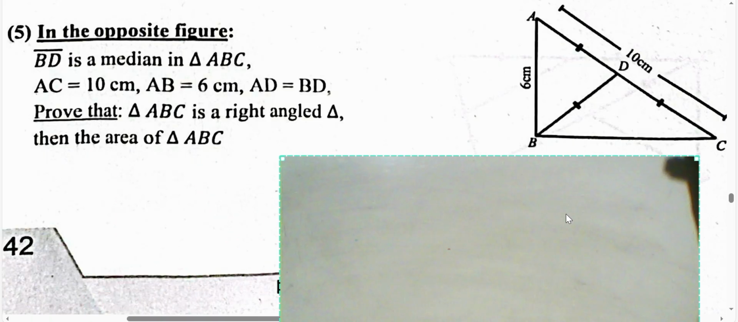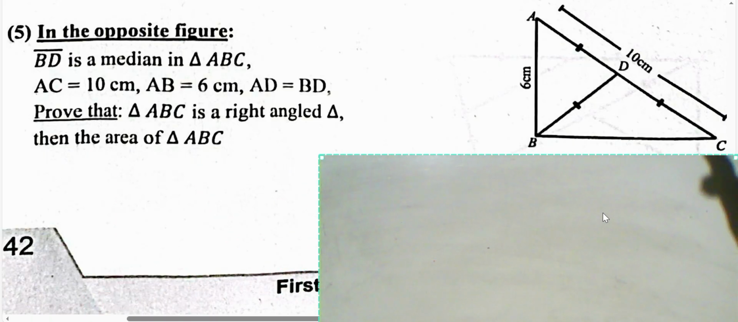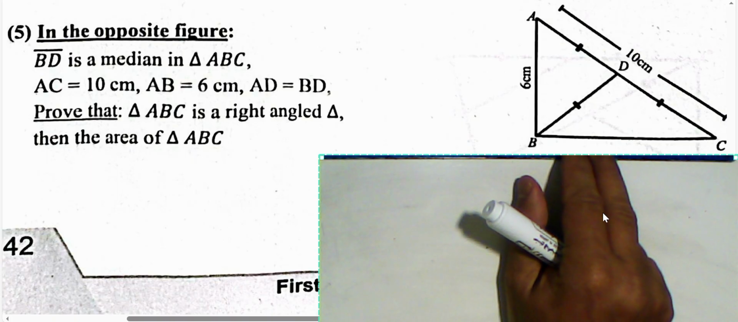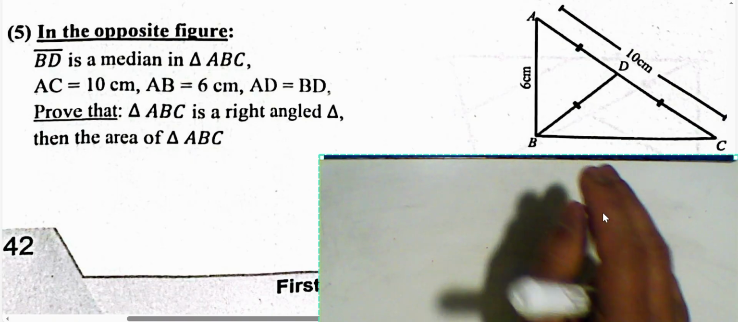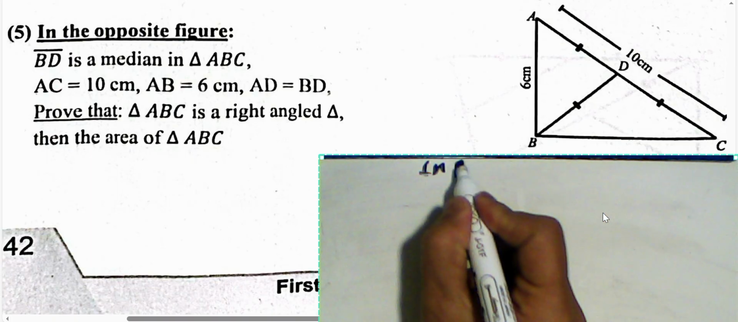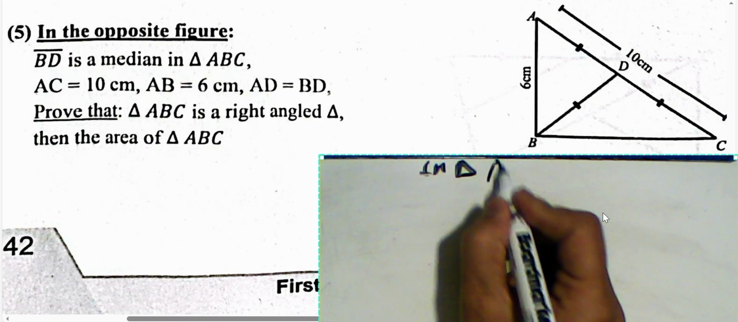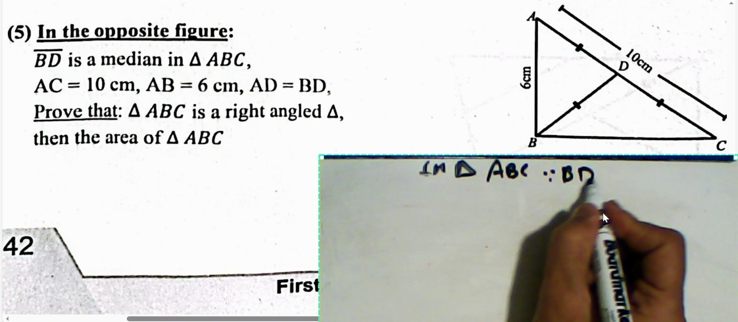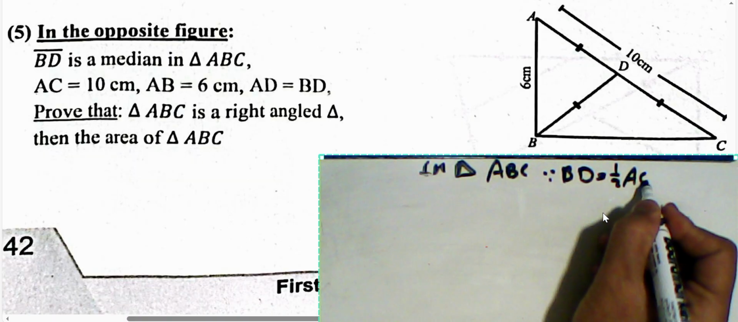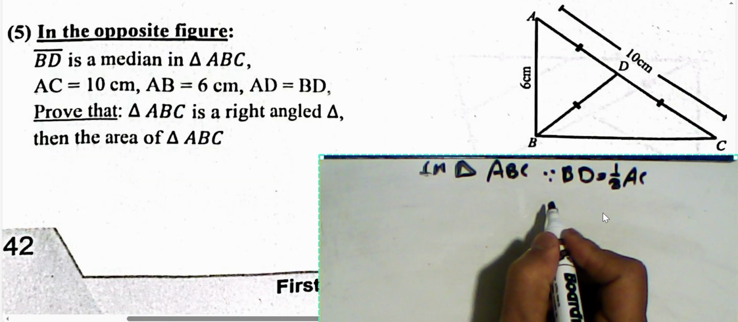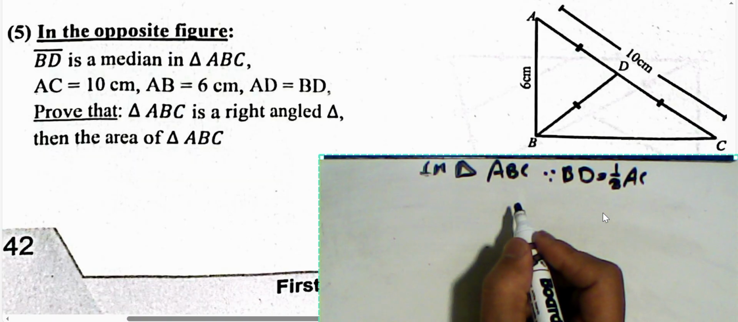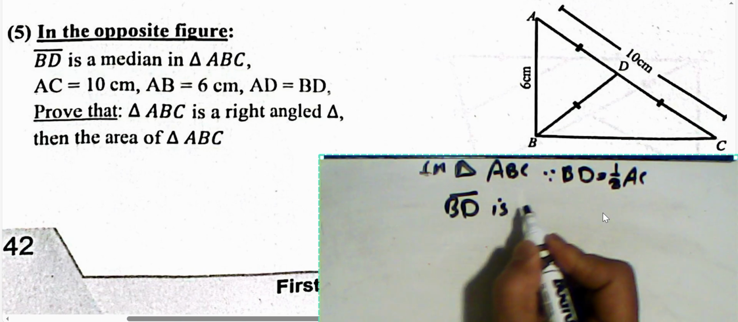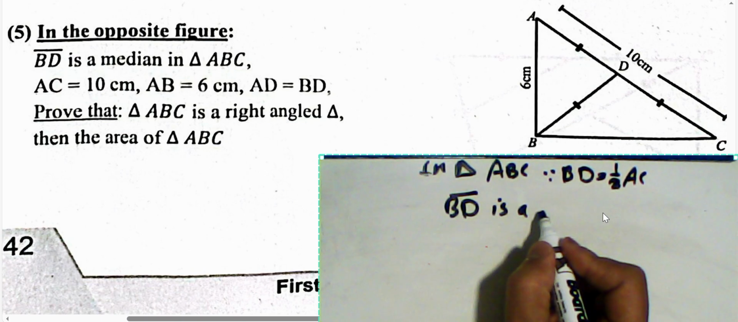First step, we can prove this triangle is a right angle triangle. How? By the converse of the theorem. We have here BD is the median in triangle ABC, such that BD is half of AC. Also, he gives me BD is a median.